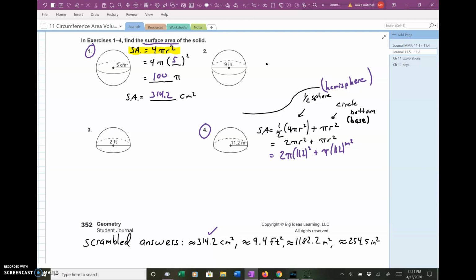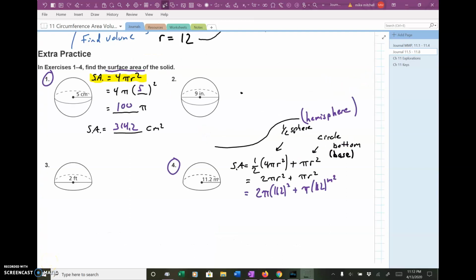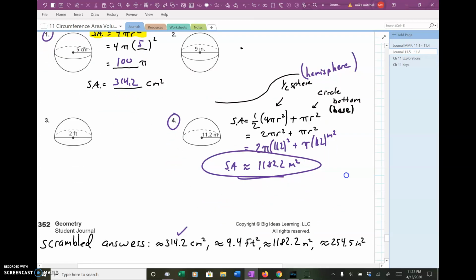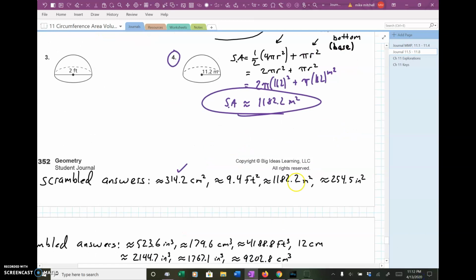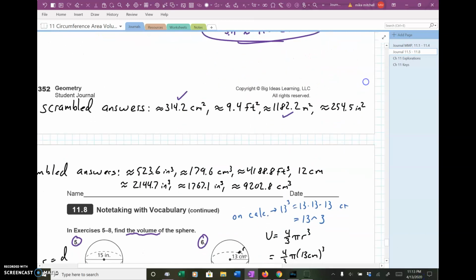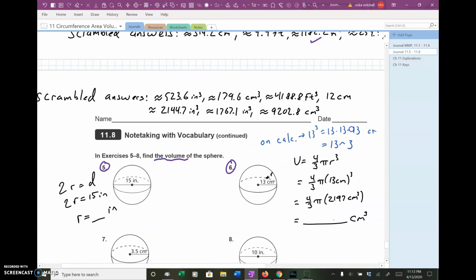And let's plug these in the calculator and see what we got. After I plug that into my calculator, I did that all in just one computation, I get 1182.244147, so 1182.2. And what do we have here? Meters squared are our units, and that's our surface area. Let's check it. Yep, we got that one down here too. Oh, look at that. More answers for you there.